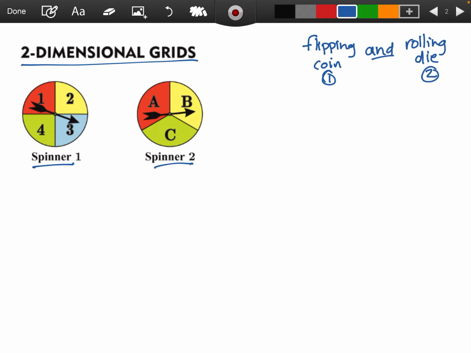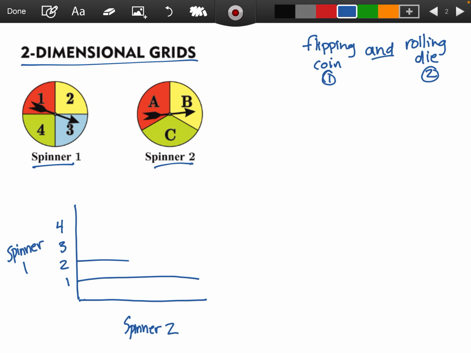If we wanted to make a two-dimensional grid to illustrate the sample space for this particular experiment, we're going to draw ourselves a grid, and on one of the axes we will put one of the parts of the experiment. So spinner 1 will go on our y-axis, and we will put spinner 2 on our x-axis. Then for each of them, you are going to list out what could actually take place. The results of spinner 1 could be 1, 2, 3, or 4, and we're going to extend out lines from each of those.